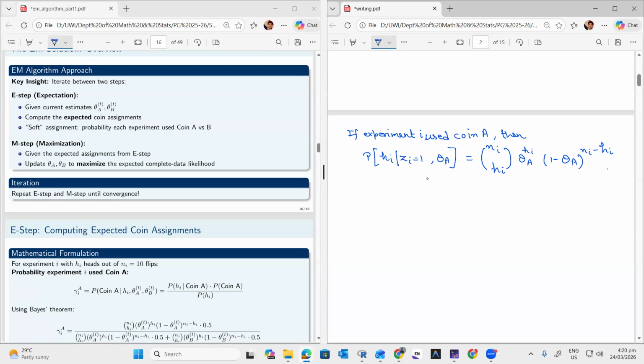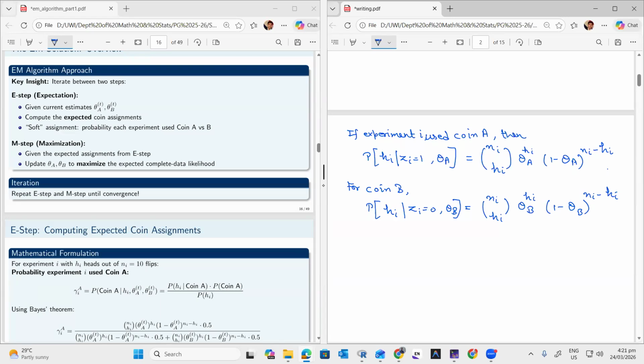Okay, for experiment i, and for coin B, if coin B was used, then at that time it will be the probability of Hi, given that zi equals to 0 and theta B, equals Ni choose Hi, theta B raised to the power Hi, into 1 minus theta B raised to the power Ni minus Hi. All right.